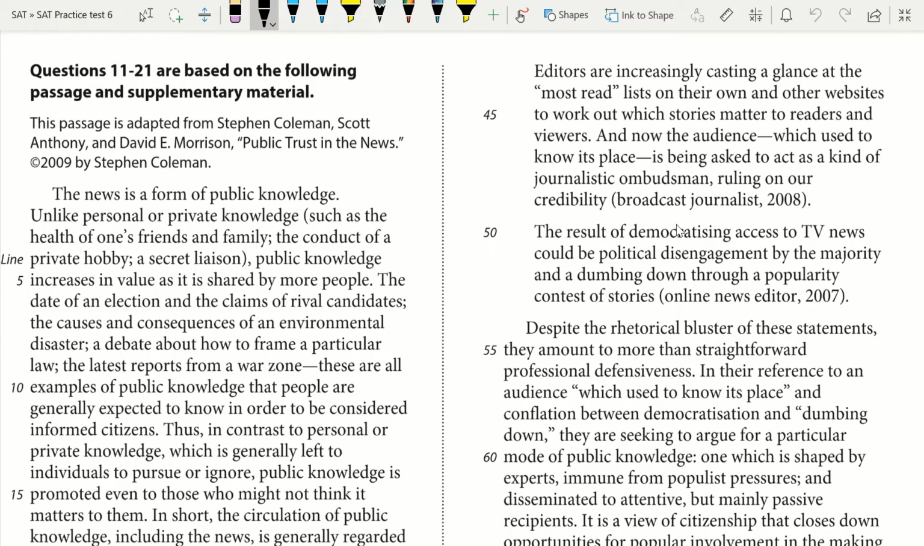All right, so we got the passage adapted from Stephen Coleman, Scott Anthony, and David Dean Morrison. It's titled Public Trust in the News. Okay, copyright here is 2009 by Stephen Coleman. All right, so with that, let's go ahead and get started.